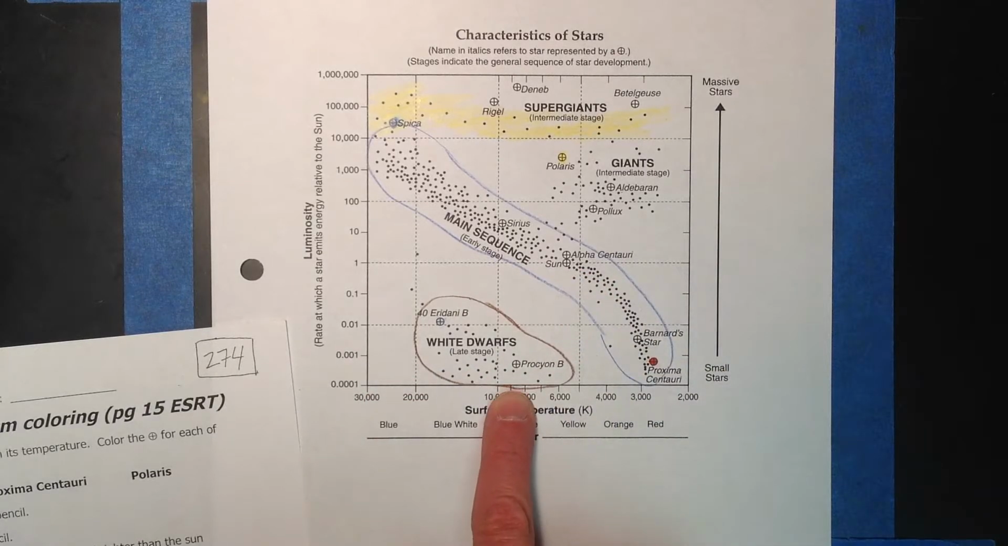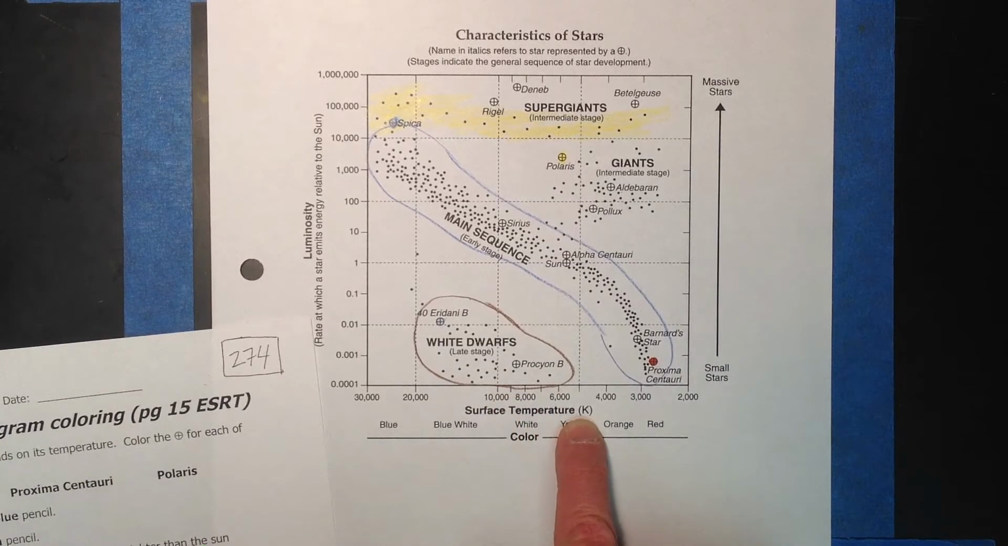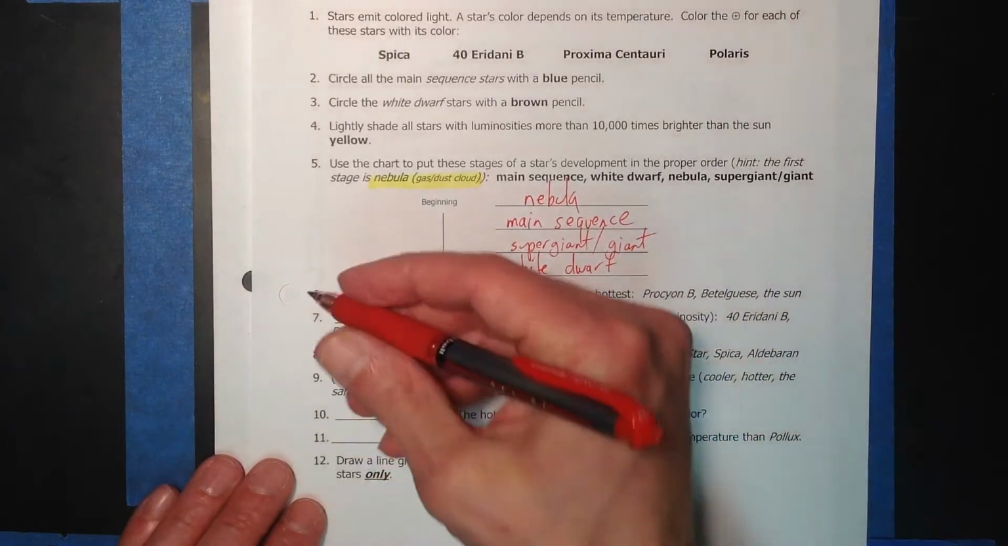Procyon B is in the range of 9,000 Kelvin. All right, that's the answer for 6.